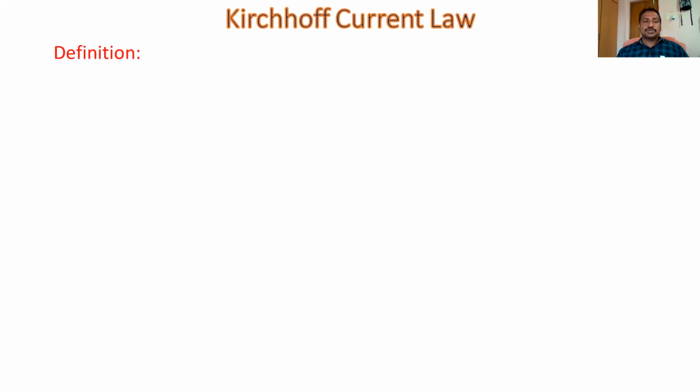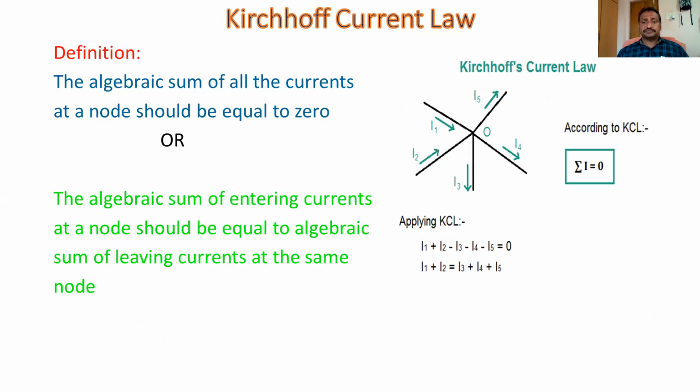Then we'll continue with the other Kirchhoff law. What is the definition? The algebraic sum of all the currents at a node should be equal to 0. Or another way, the algebraic sum of entering currents at a node should be equal to the leaving currents. I told you what is entering and what is leaving. Current entering is positive, current leaving is negative. If it is a positive sign, it indicates entering; if it is a negative sign, it indicates leaving. Like this, you can understand entering and leaving.